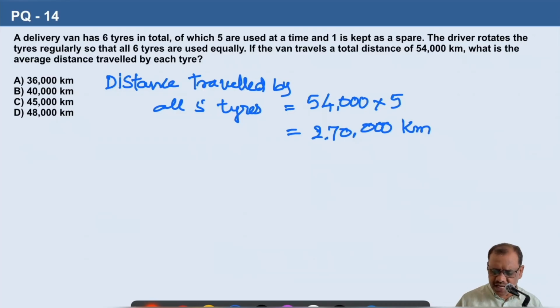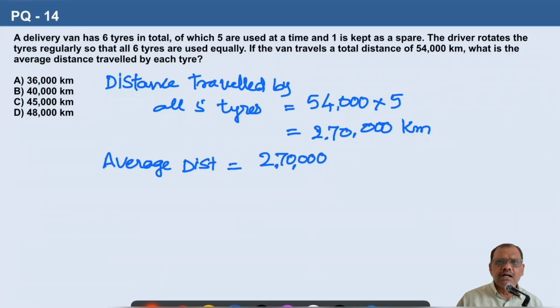Now we have to find out the average distance. So the average distance is the distance covered, 2,70,000, divided by all the 6 tires. We have to consider all the 6 tires. So divide this by 6 because all the tires are rotated. All the 6 tires are rotated and used. So in finding the average, the 6th tire, the spare, is also considered.